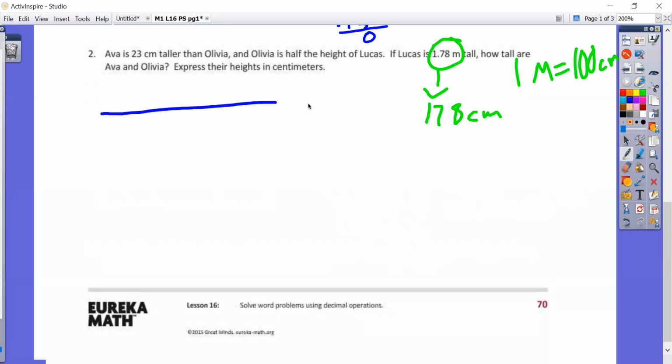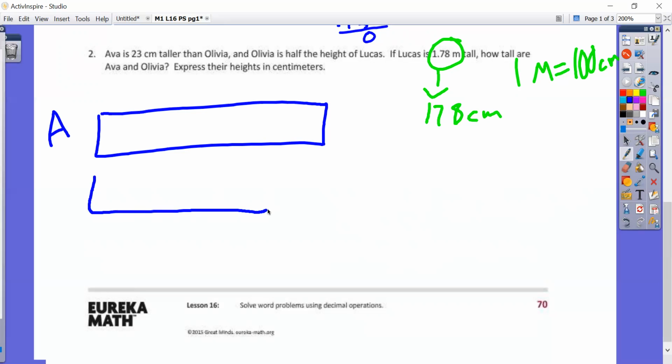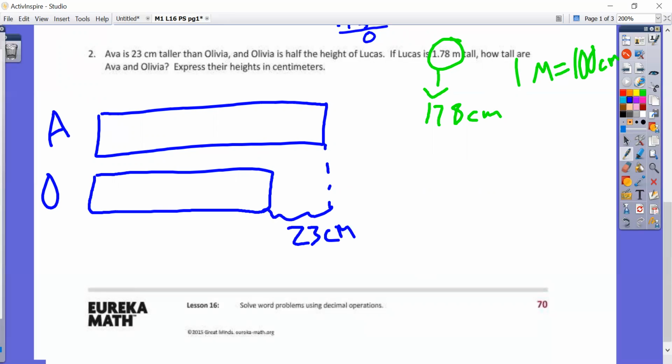So Ava is taller. So this is Ava. Ava's taller than Olivia. So Olivia's tape diagram should actually be shorter, a little smaller. And we know that Ava is 23 centimeters taller than Olivia, or we could represent it like this. This is 20, whoops.